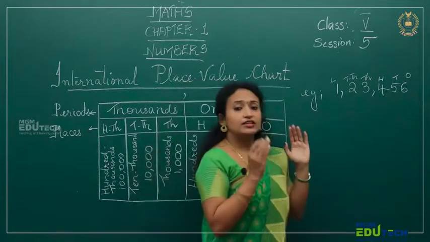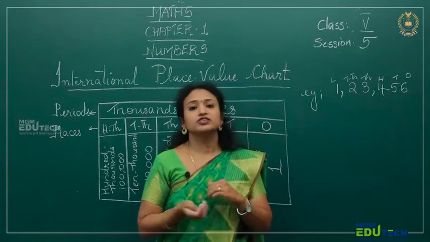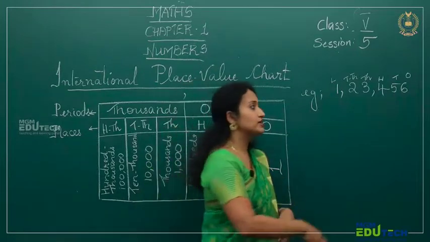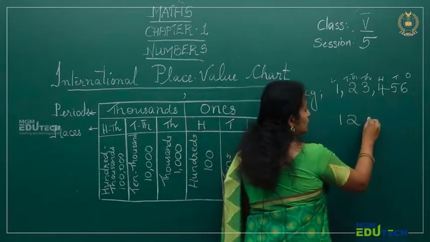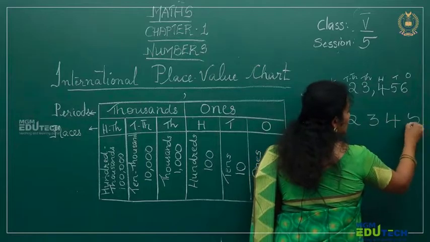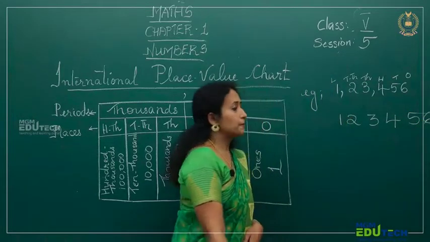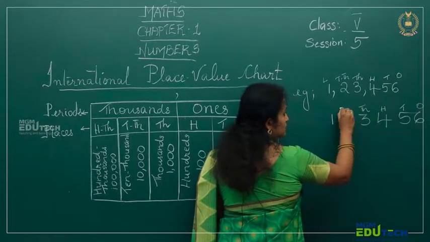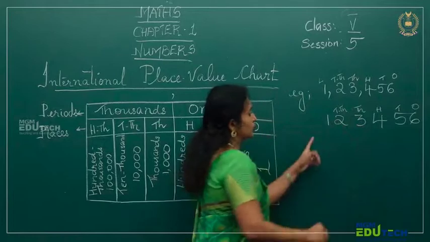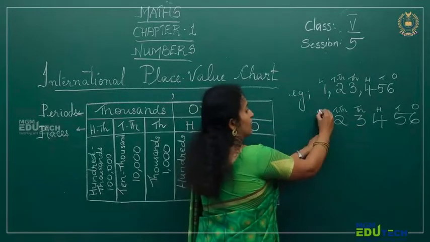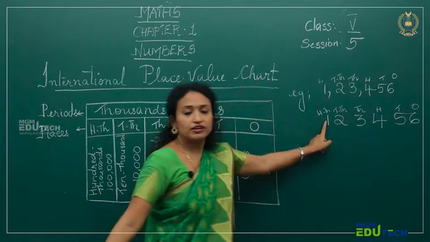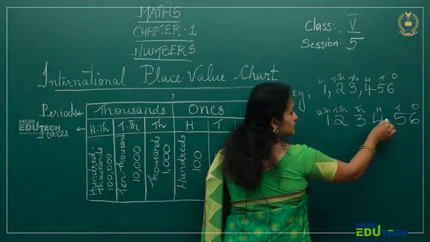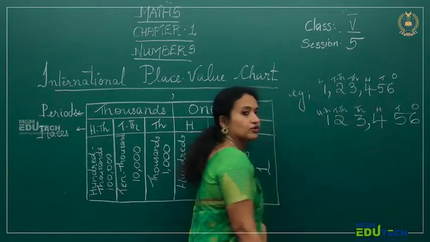This is how we read. The same number, when you read it according to the international place value chart, how do you read this? You write this number 1, 2, 3, 4, 5, 6, and then you have your places exactly like that: ones, tens, hundreds, then thousands, 10,000s, and here it comes 100,000. Then what did we learn? After every 3 places you put a comma. So after these 3 places you put a comma.